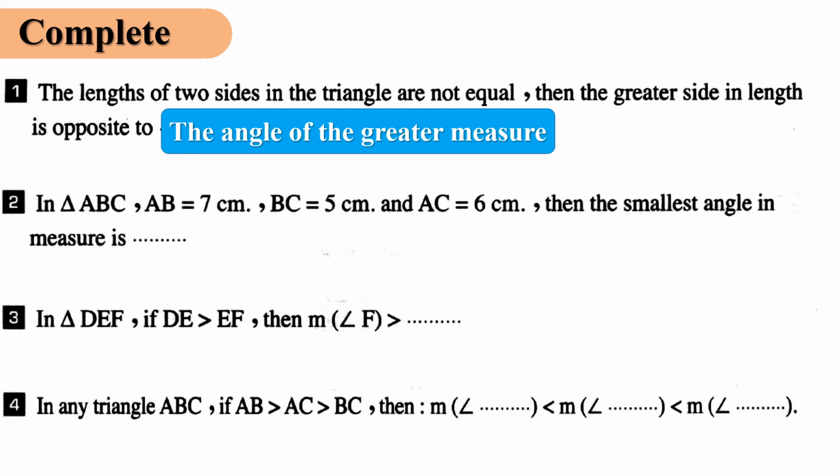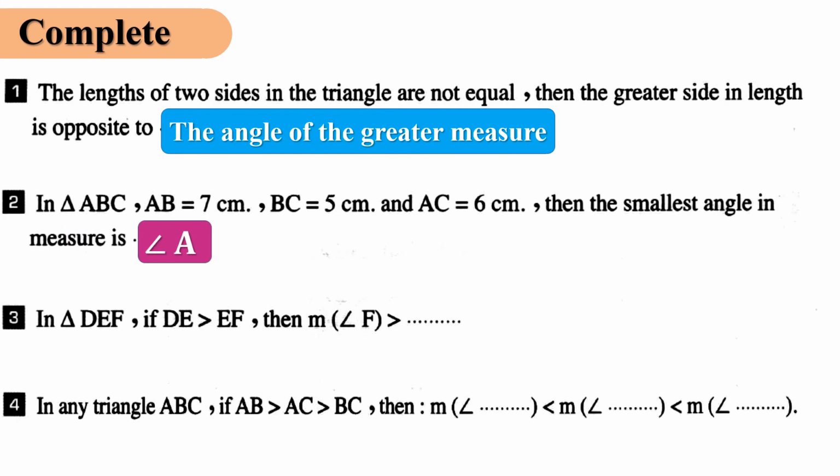You can draw the triangle with AB 7, BC 5, and AC equal to 6. What is the smallest angle? Smallest angle is opposite to the smallest side. Okay, so which is the smallest side here? It is BC. And what about the angle? It is measure of angle A.